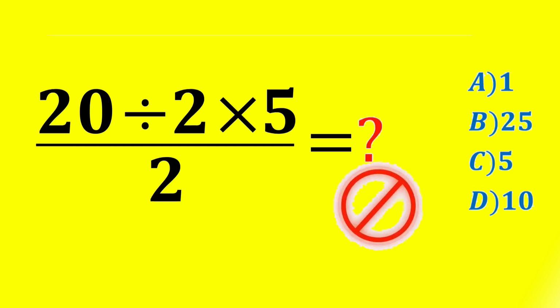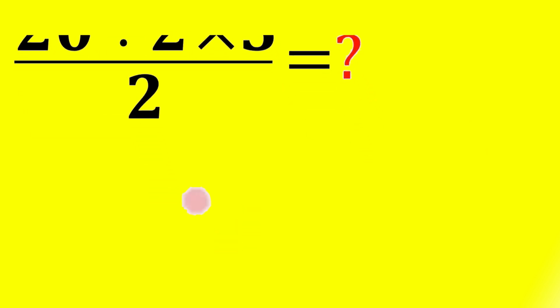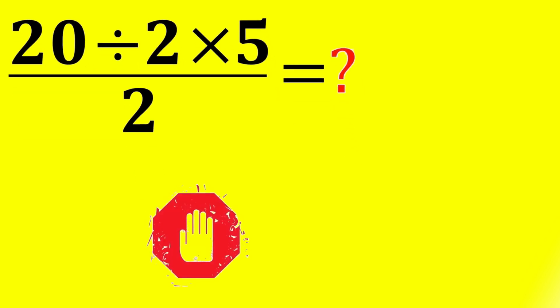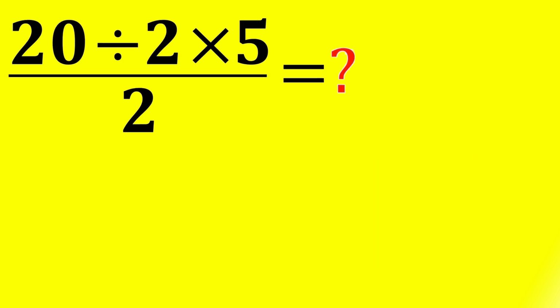Most people get this math question wrong, and it looks way easier than it really is. The problem is simple. 20 divided by 2 times 5 all over 2. Just a short string of operations, no brackets, no powers, and only the numbers 20, 2, and 5. Sounds easy, right? But hold on. This is exactly where so many people make a mistake. Let's break it down carefully and see what the real answer is.